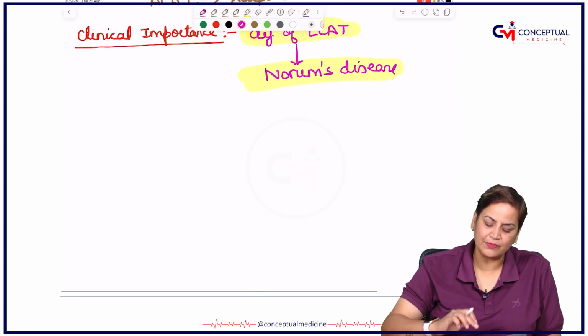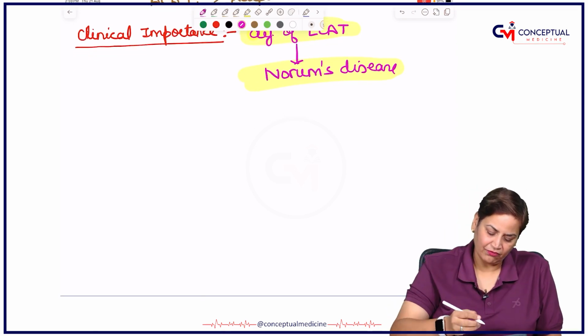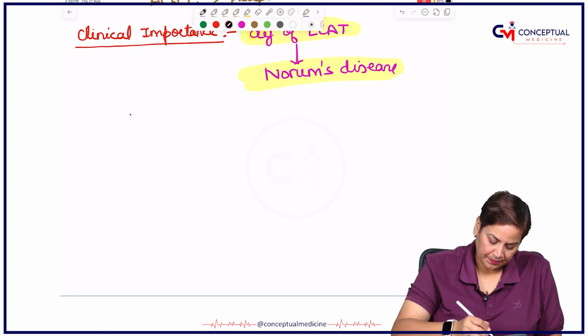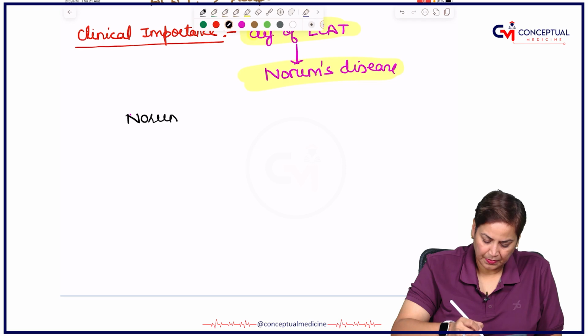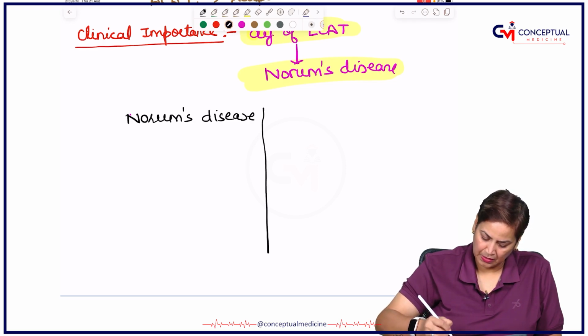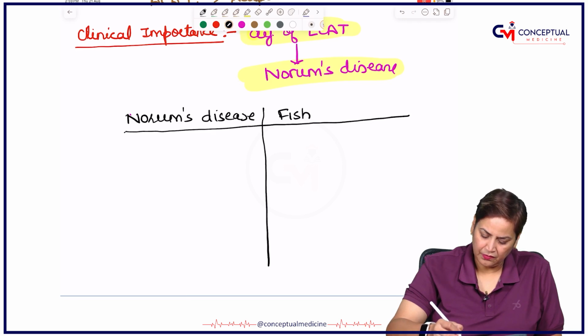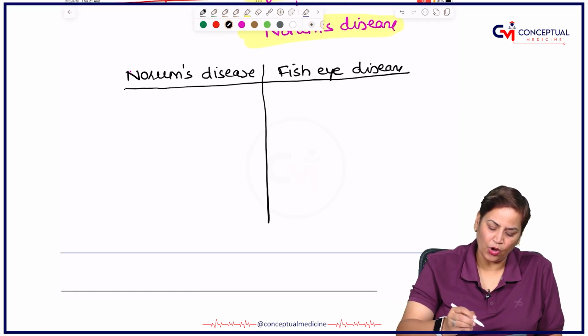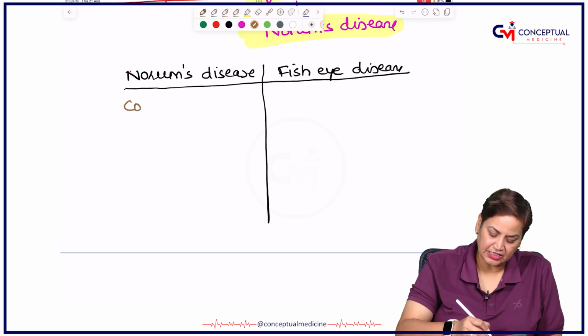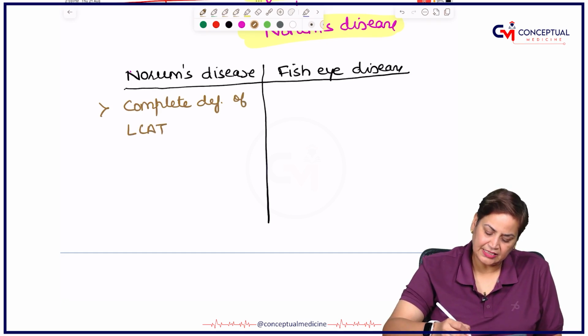Now there is one more aspect of this. There are two diseases actually. One is Norum's and the other one is fish eye disease. So what happens here is Norum's disease is due to complete deficiency of LCAT, and fish eye disease is partial deficiency of LCAT.